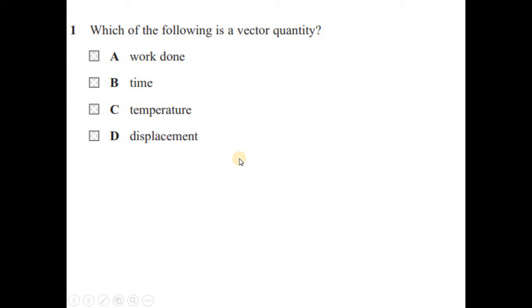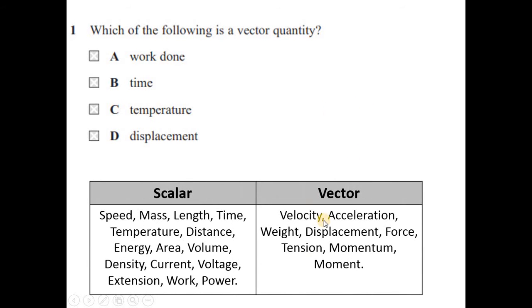Question number 1. Which of the following is a vector quantity? A typical question generally comes in these types of papers where you need to distinguish between vector and scalar quantities, and if you memorize these two columns as scalar and vector, then these types of questions are quite easy to do. You can see that all of these are scalar except displacement, which is in the vector column. So displacement is a vector quantity. Your option is D.